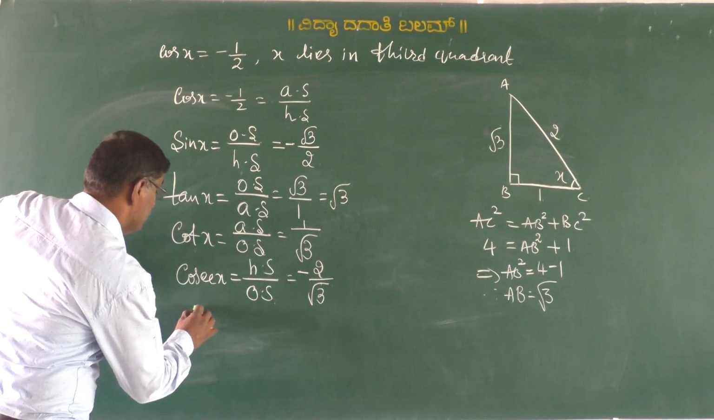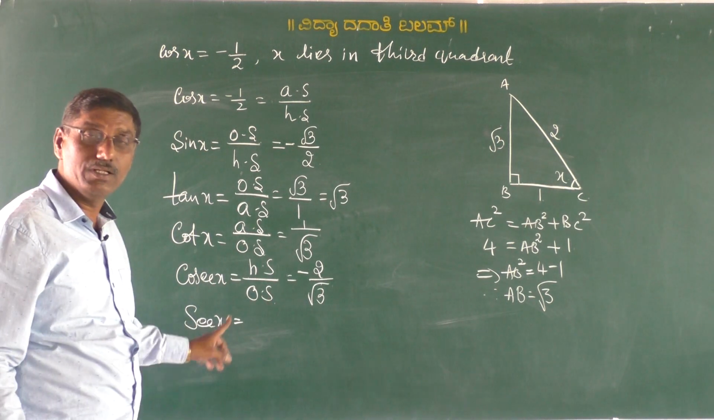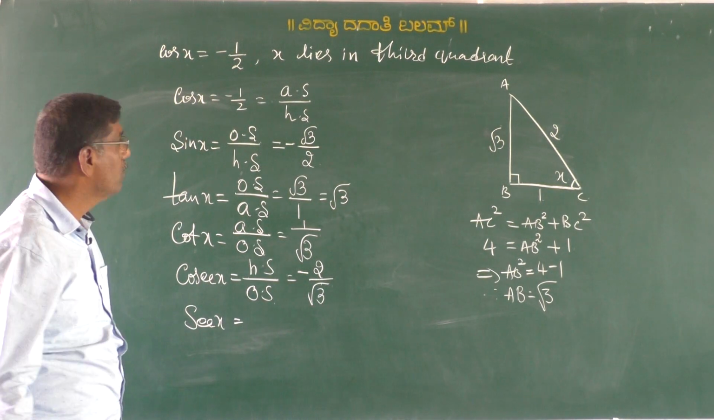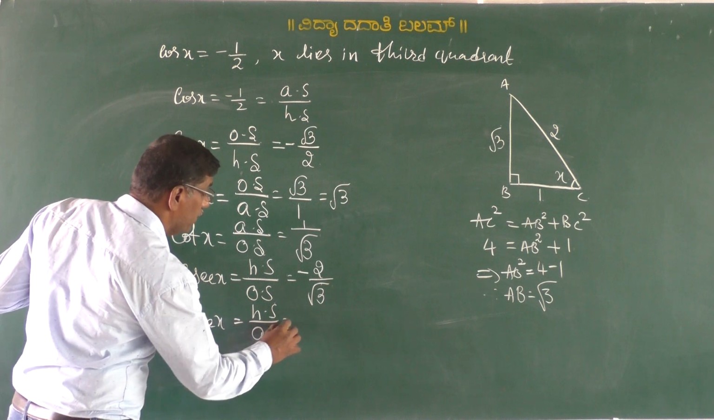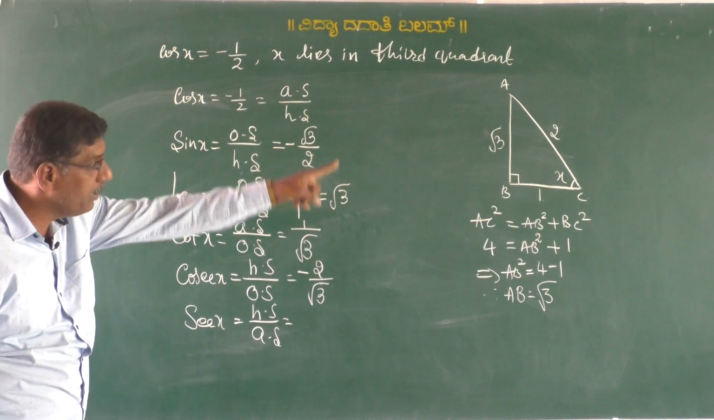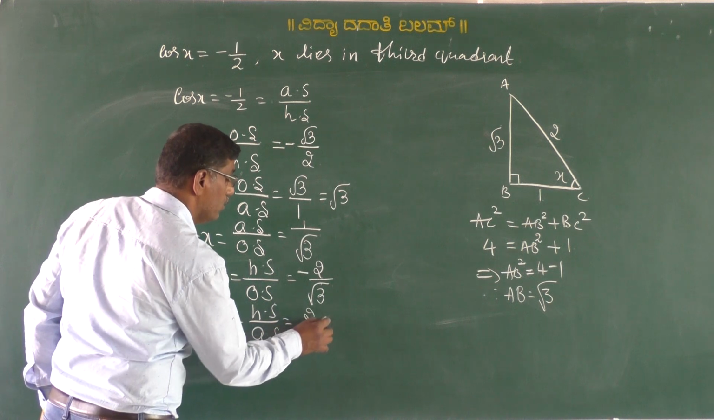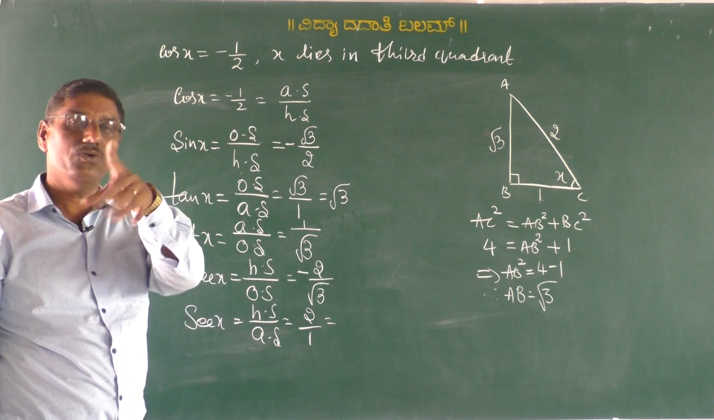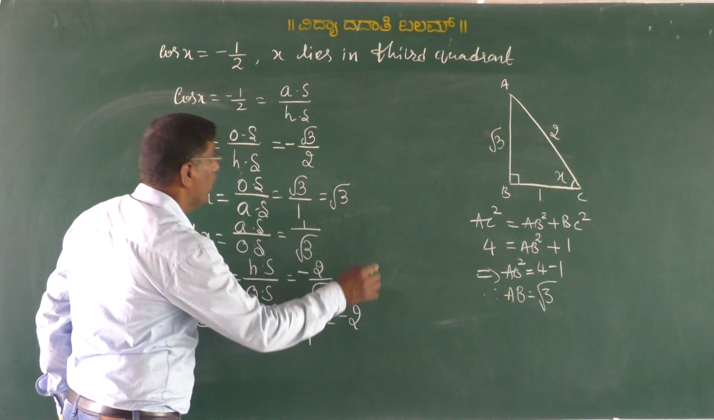The last one is secant x. We know it is the reciprocal of cos. That means hypotenuse side divided by adjacent side. Isn't it? Hypotenuse side divided by adjacent side, that is 2 by 1. But in third quadrant, secant is also negative, that is minus 2. Am I correct?